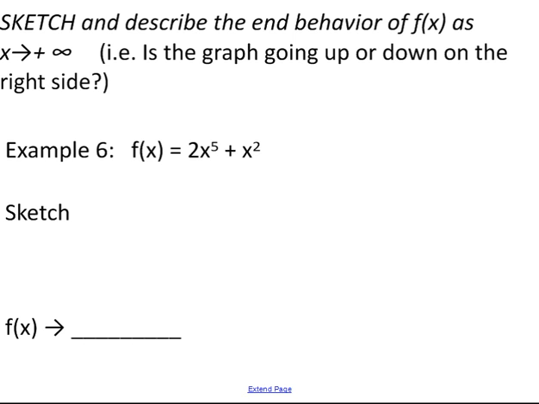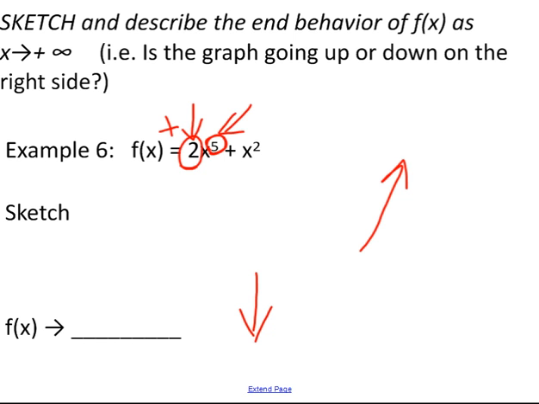Example 6, we have f of x is equal to 2x to the 5th plus x squared. Remember, we need to look at the degree, and we need to look at the leading coefficient. The degree is 5, which is an odd number, so the arms are going to go opposite. One is going to go up and one is going to go down. The 2 is positive. That means the right side has to go up, and if they're opposite, that means the left side has to go down.